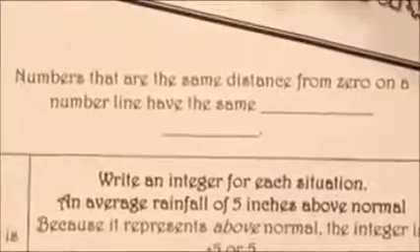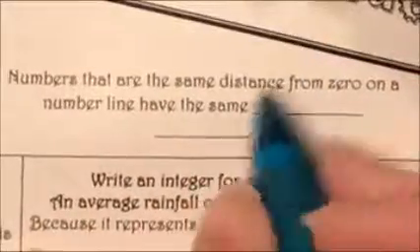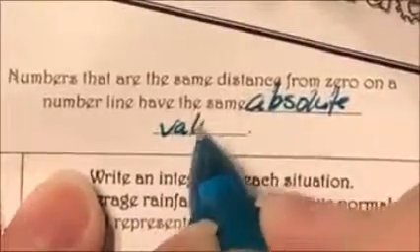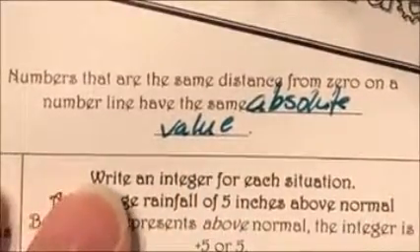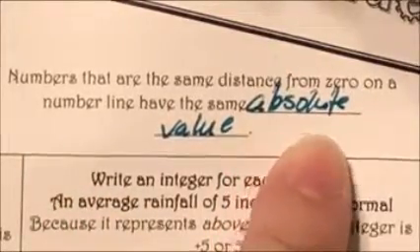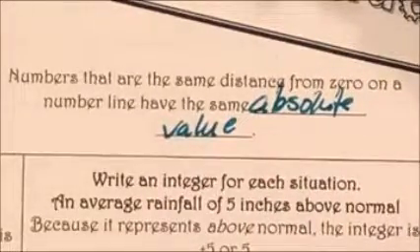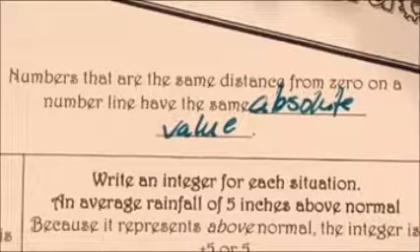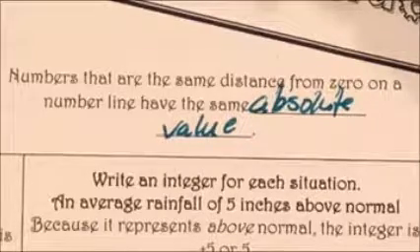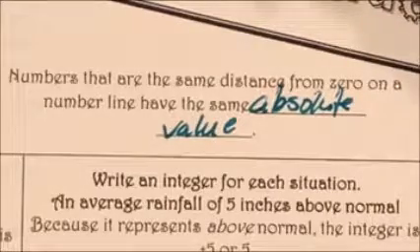Numbers that are the same distance from 0 on a number line have the same absolute value. In those two blanks, you're going to write absolute value. Okay. Absolute value. So if they're the same distance from 0, so -4 and 4 are the same distance from 0, they have the same absolute value. So the absolute value of -4 is 4. The absolute value of 4 is 4.